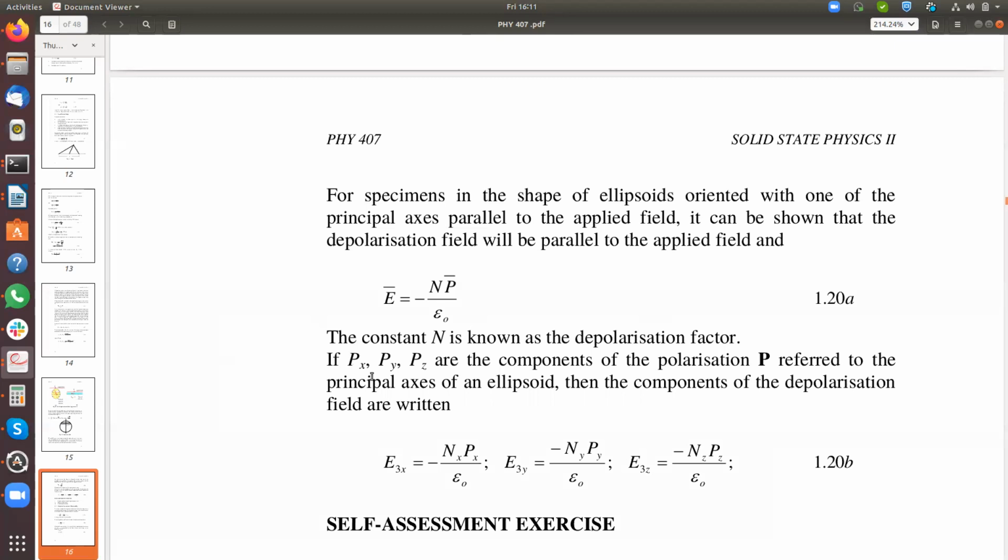So if you now have it in three dimensions, Px, Py, Pz are the components of the polarization. P refers to the principal axis of an ellipsoid. Then the components of the polarization field are written as this. So this is E3x equals minus N Px over epsilon naught. This is for x, and this is for y, and this is for z.